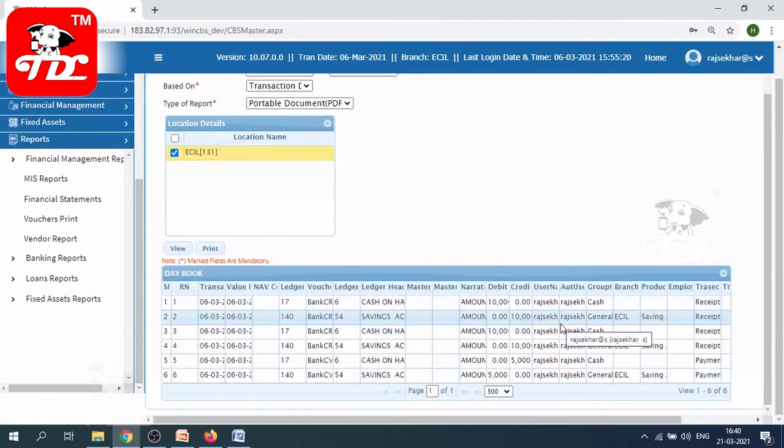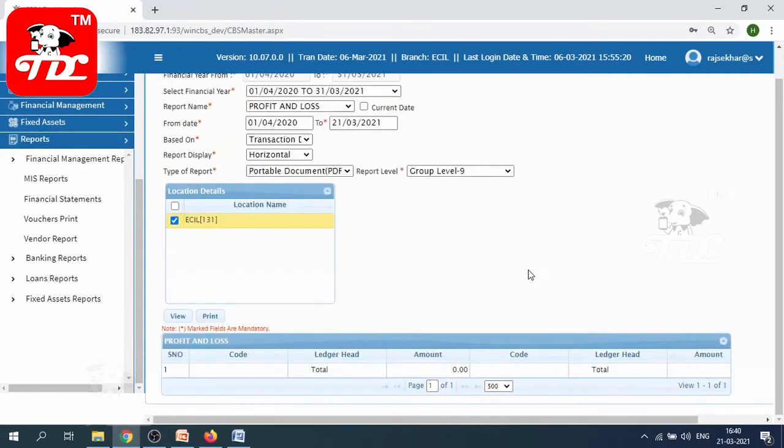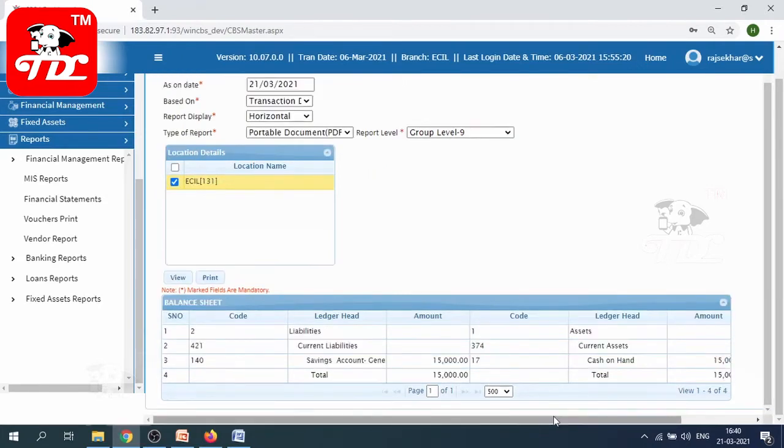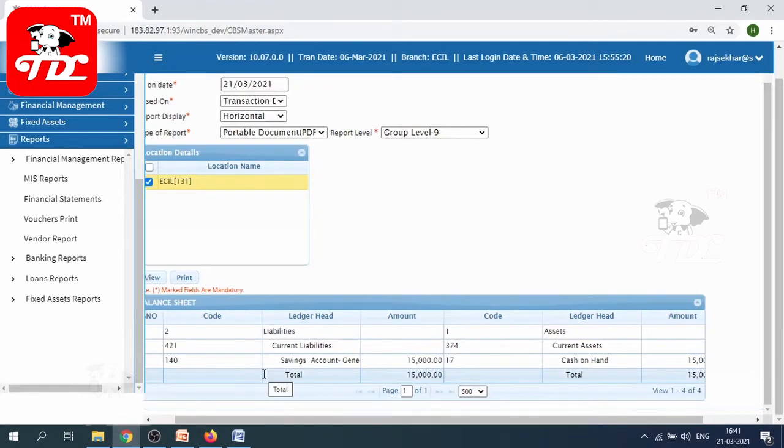So already these many transactions are available in the daybook. There is no profit and no loss, it is plain. In the balance sheet, you can see assets are 15,000 rupees and liabilities are 15,000 rupees.